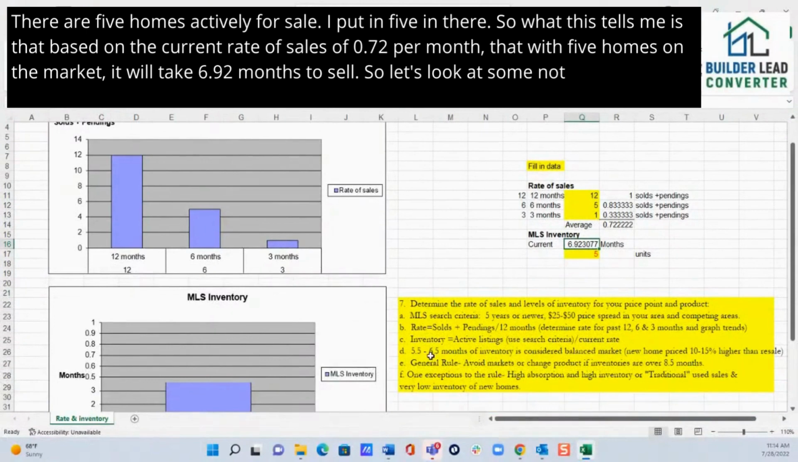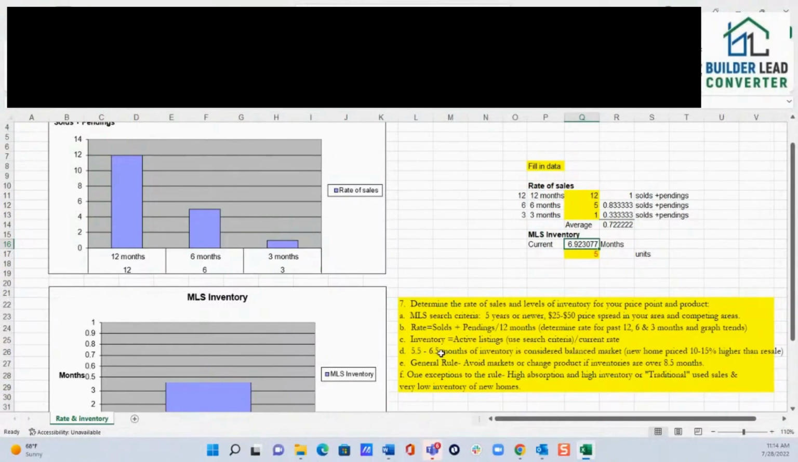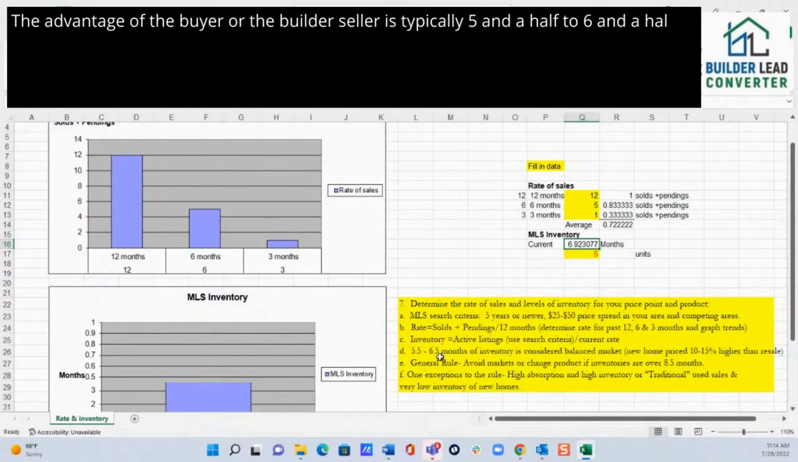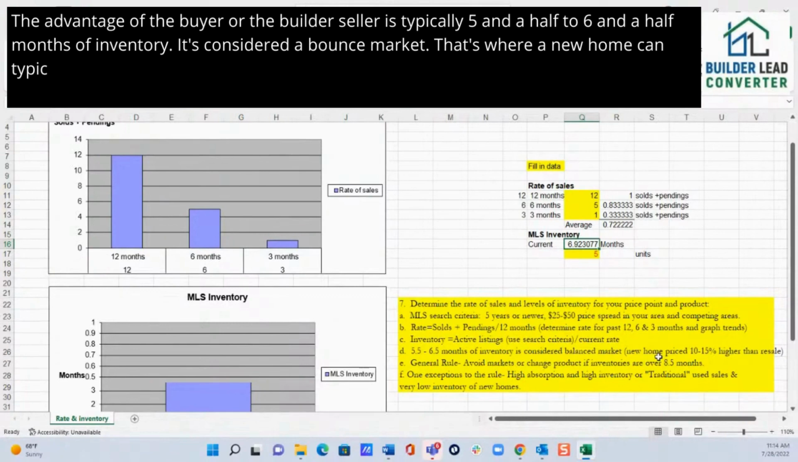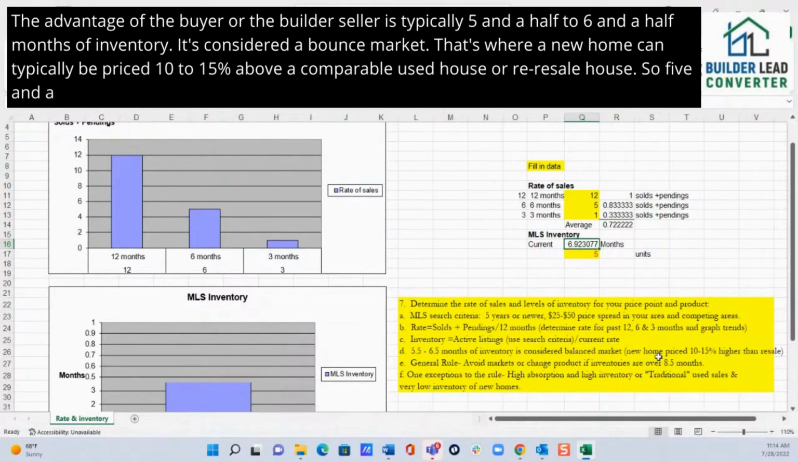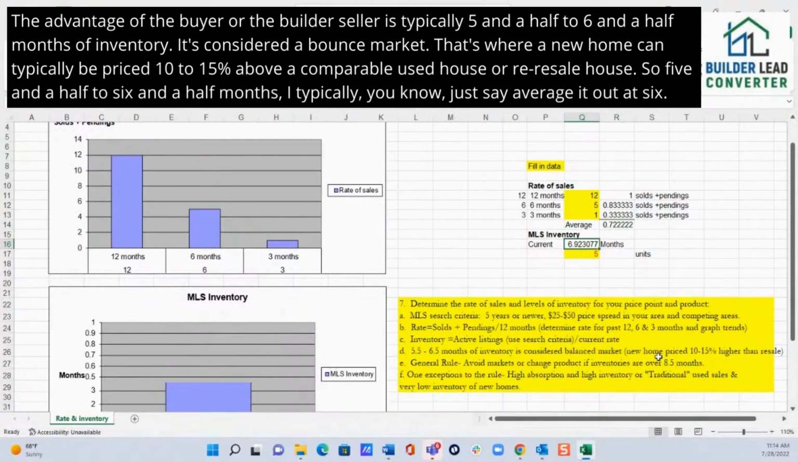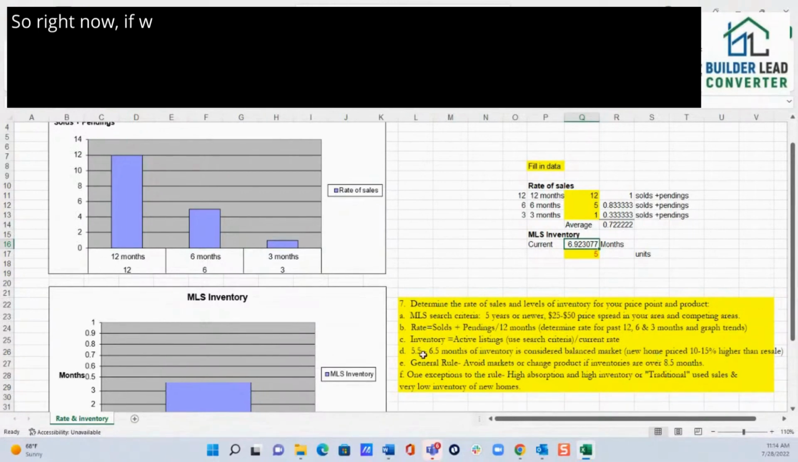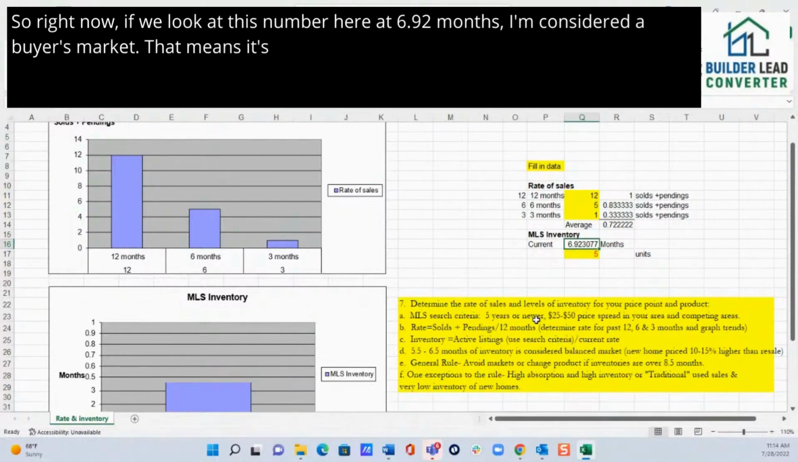So let's look at some notes here. A balanced market, one that's not considered to favor the buyer or the builder-seller, is typically 5.5 to 6.5 months of inventory. That's where a new home can typically be priced 10 to 15% above a comparable used or resale house. So 5.5 to 6.5 months. I typically just average it out at 6. So right now, at 6.92 months, I'm considered a buyer's market. That means it's going to put downward price pressure on my homes.